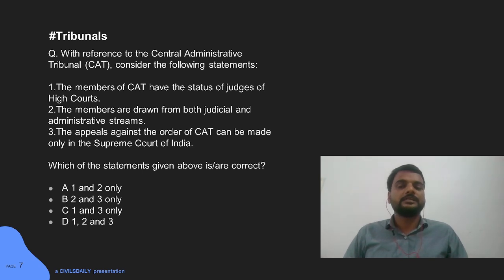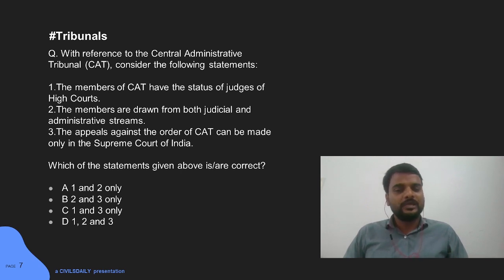But if you focus on statement 3 here, it says the appeals against the order of CAT can be made only in the Supreme Court of India. If you know about the L. Chandra Kumar case, it was ordered that all the appeals from any tribunals in India will lie to the appellate jurisdiction of High Court. So all the judgments of CAT or any other tribunals will lie to the High Court of that region. So clearly statement 3 is not true here.